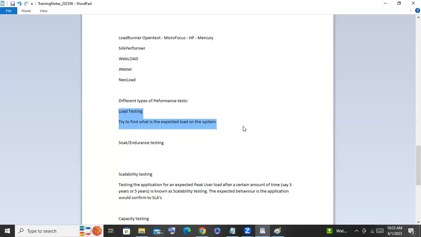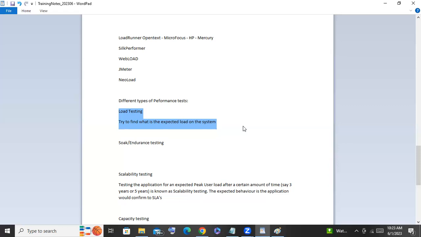We would try to ensure that 2 years down the line, 3 years down the line, 5 years down the line, my users would increase to so much, so I would test it with that much load, whatever it is. You cannot say usually, it is according to the application. Your load might increase 10% every year, 5% every year, whatever it is, right?